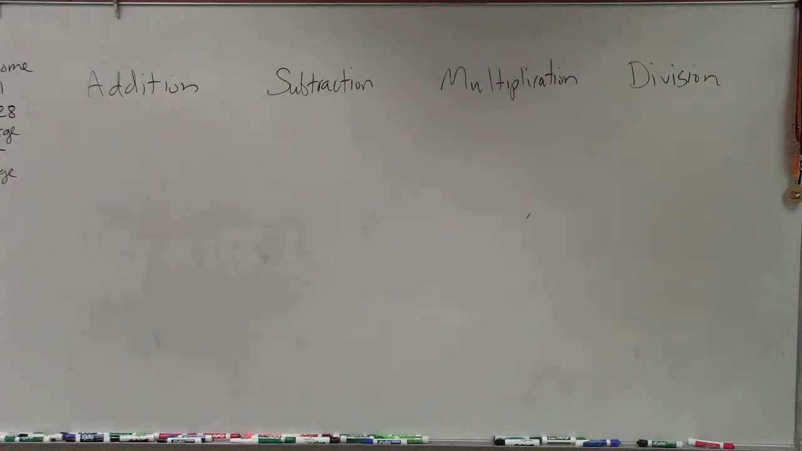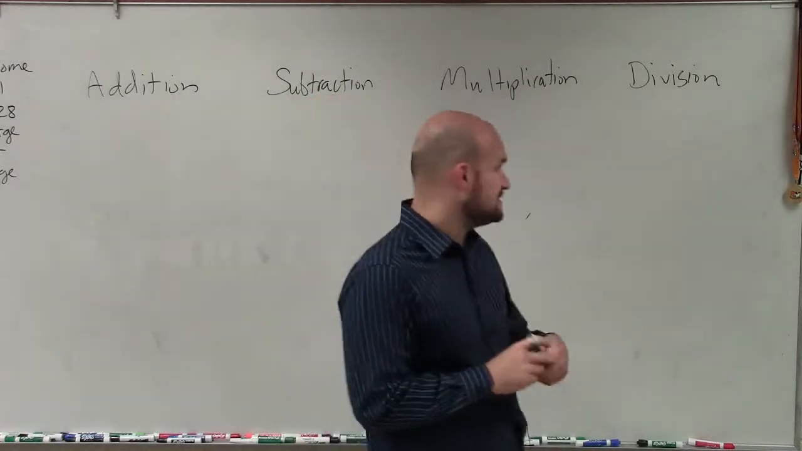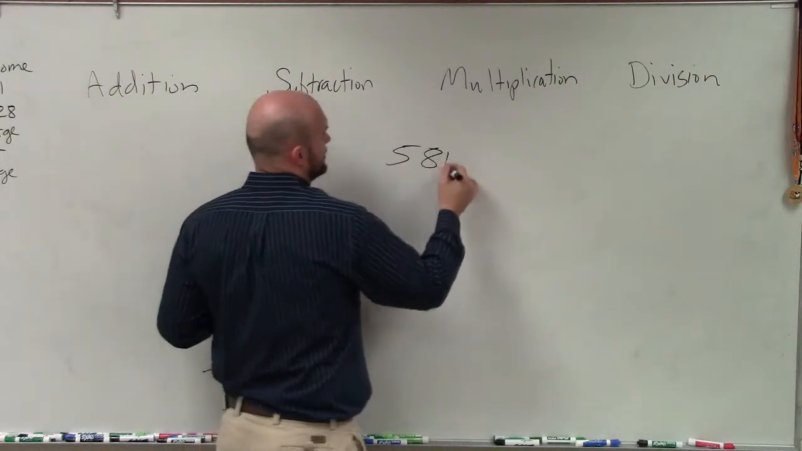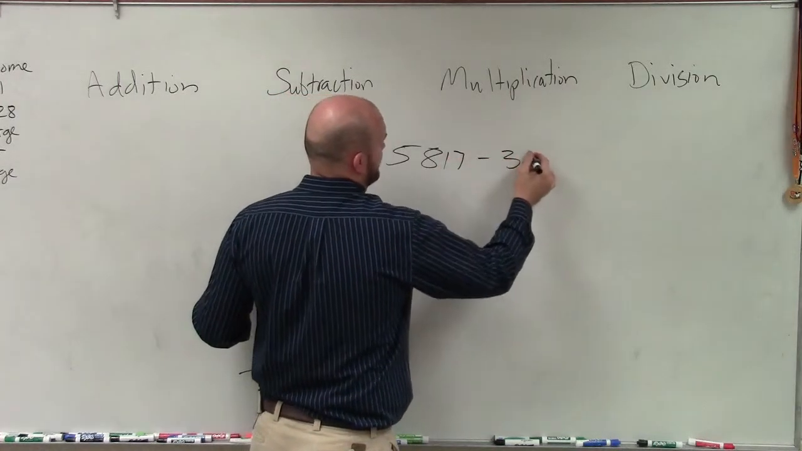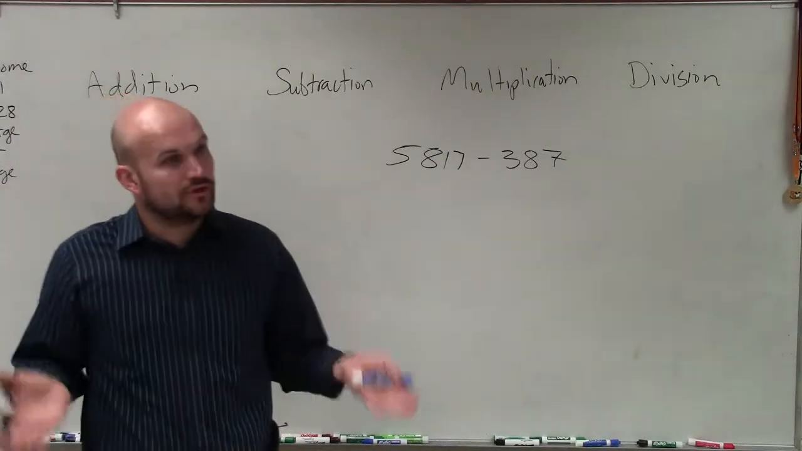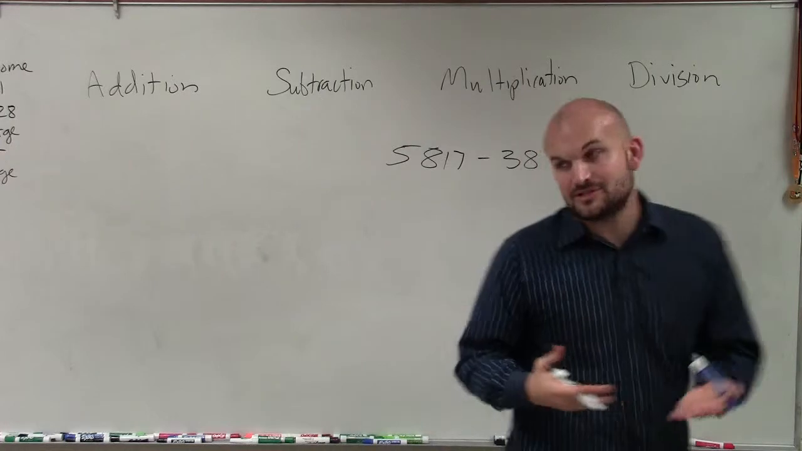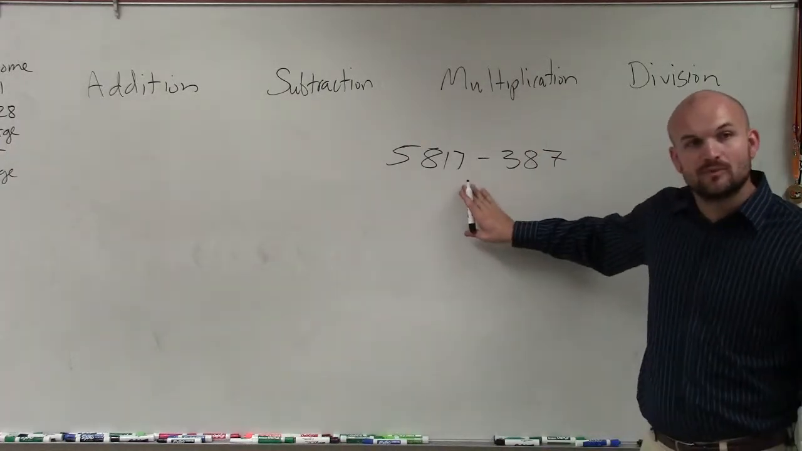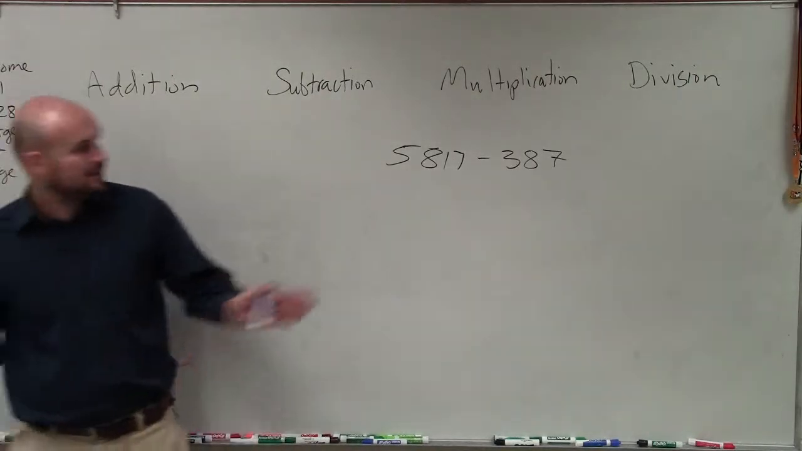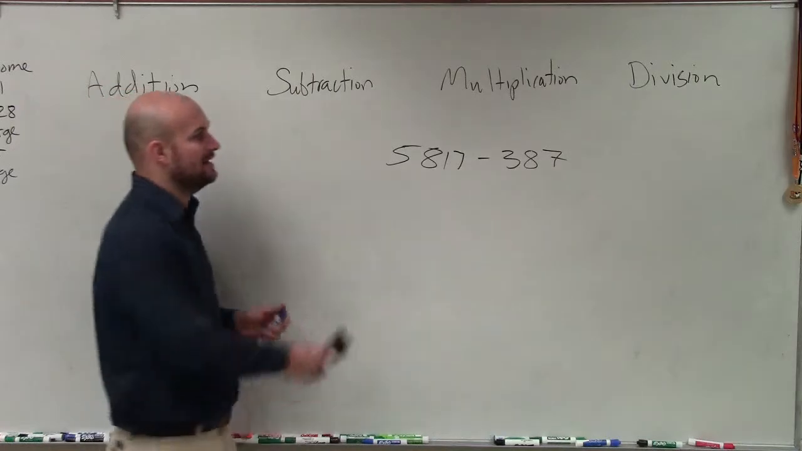So ladies and gentlemen, one thing I want to let you know of for your test is not only will I just be saying, hey, 5,817 minus 387, but we're also going to use verbal cues to tell you what operation we're going to have. So, for instance, what exactly are some ways that I can give you a verbal cue that I would write down to say 5,817 minus 387?